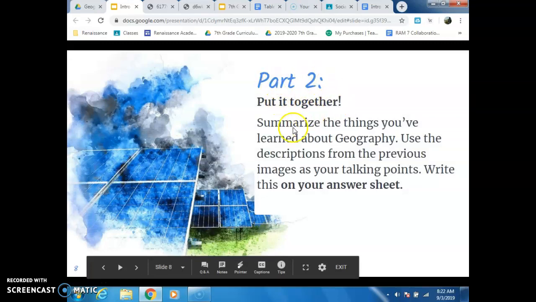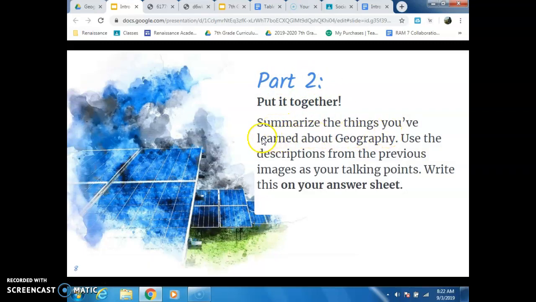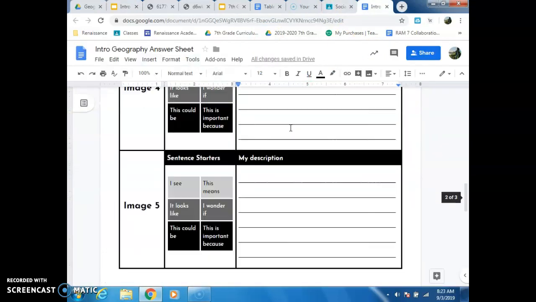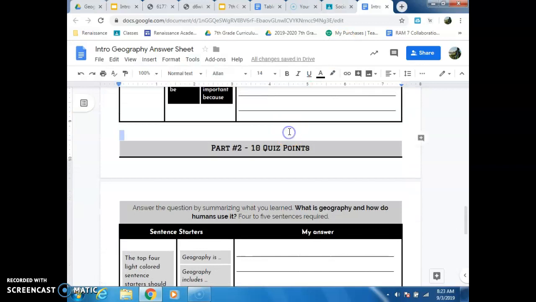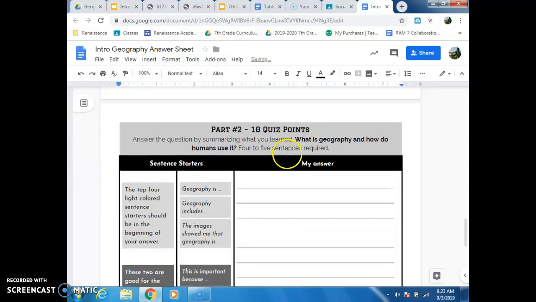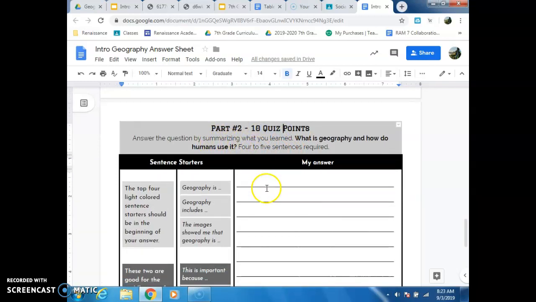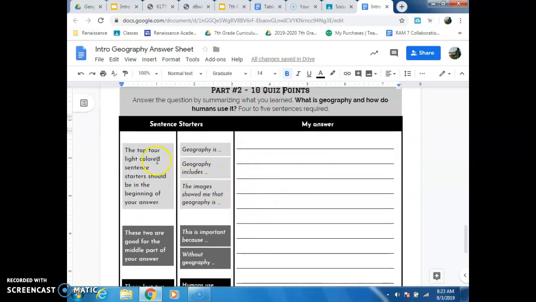And part 2 is just put it all together. Summarize the things you've learned about geography. Use the descriptions from the previous images as your talking points. Write this on your answer sheet. Looks like we're going to be going to the final page. Here we go. Part 2, 10 quiz points. Oh, this is going to be a quiz. Answer the question by summarizing what you've learned. What is geography and how do humans use it?